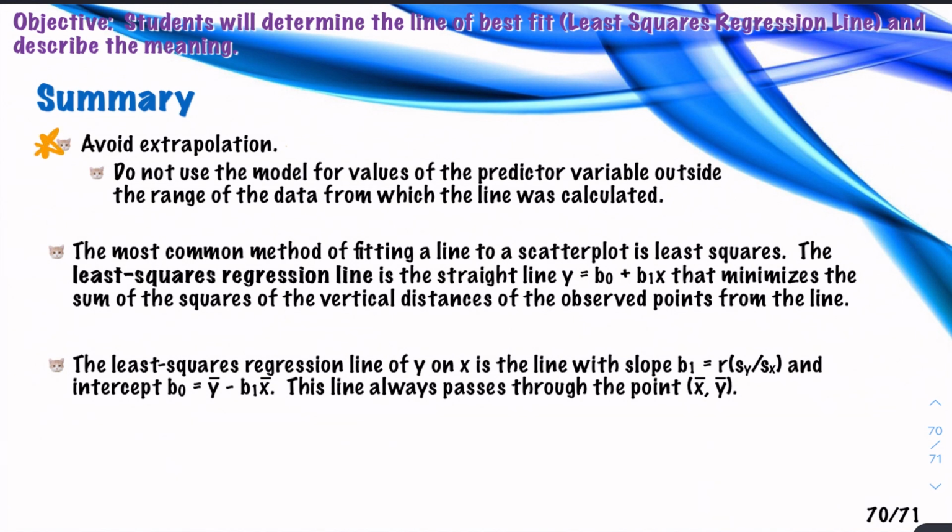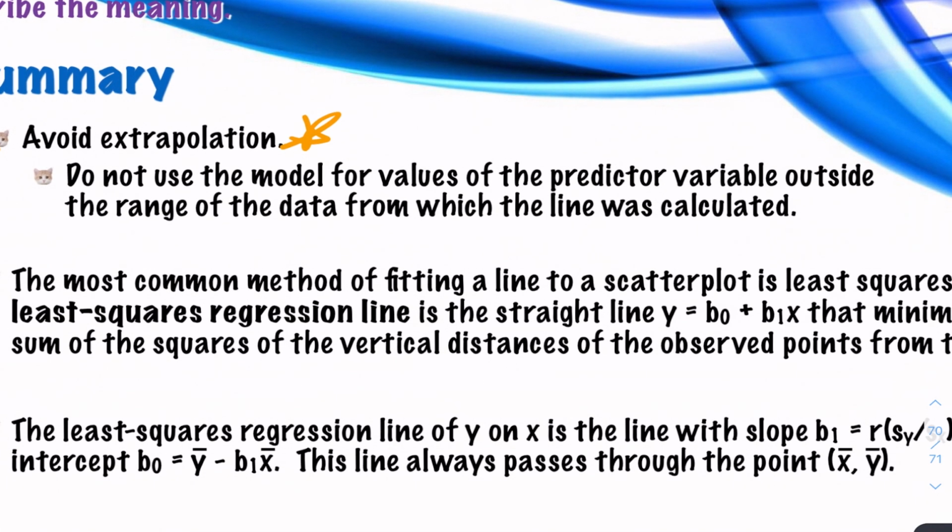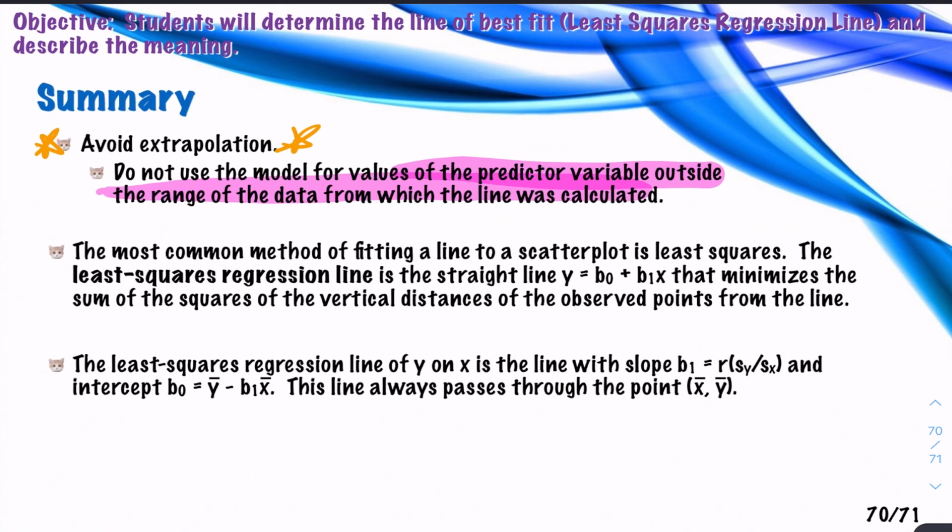Likewise, we made it a point before, but let's just hit that again. Avoid extrapolation, trying to make predictions past the actual data collection that we have. Do not use the model for values of the predictor variable outside the range of the data from which the line was calculated. And the most common method of fitting a line to a scatter plot is least squares.